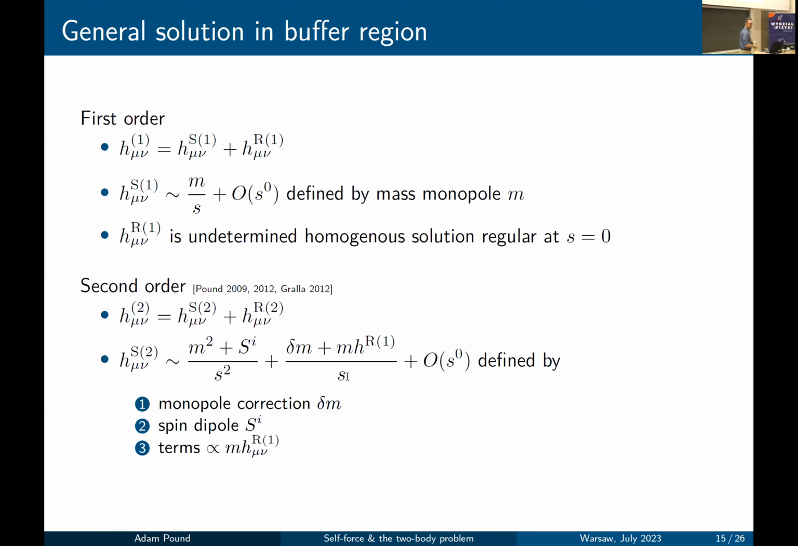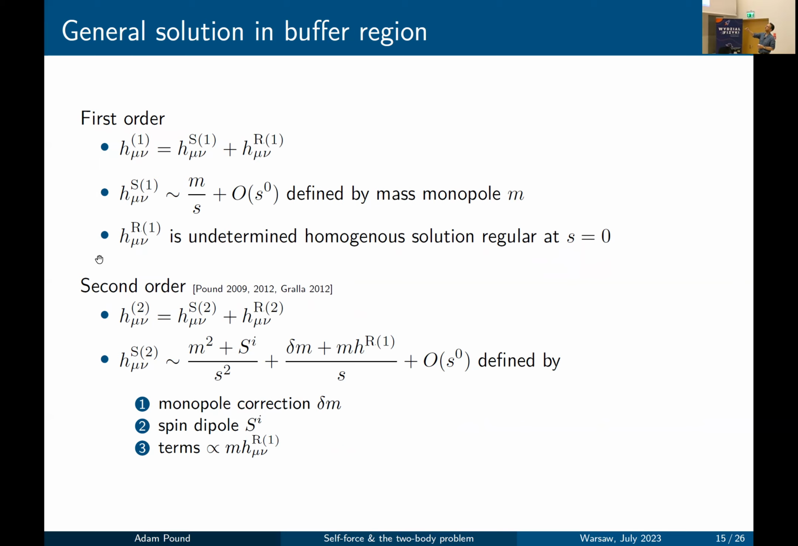So first and second order, what do things look like? At first order, we have a self field plus a regular field. The self field is the mass of the small body. So this is actually like the ADM mass of that inner background spacetime divided by distance from the body. So every term in the small s expansion of this is just exactly proportional to the mass of the small body. And it's known analytically, locally.